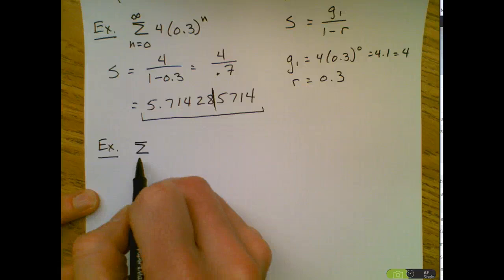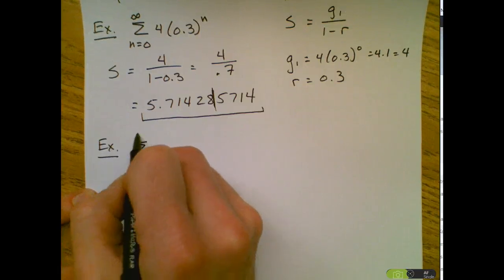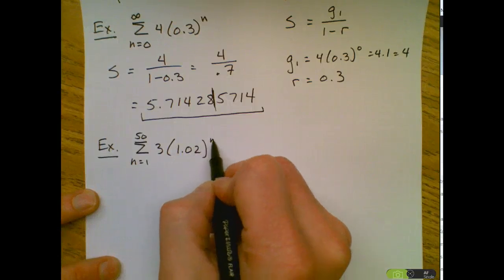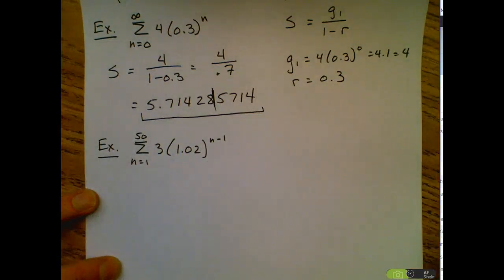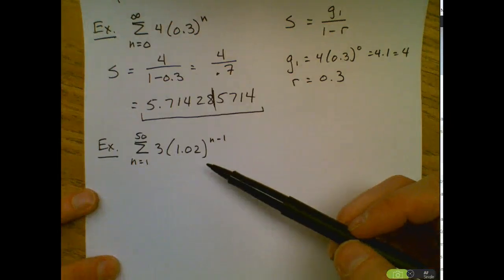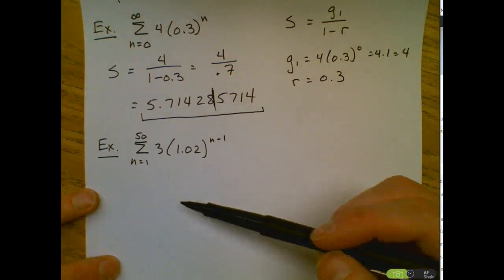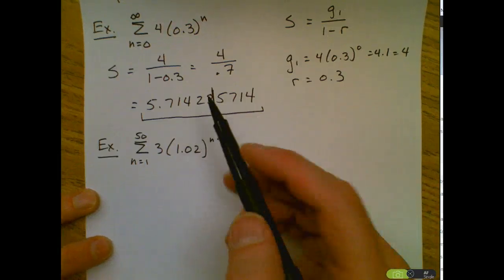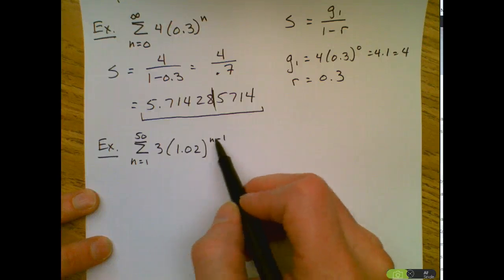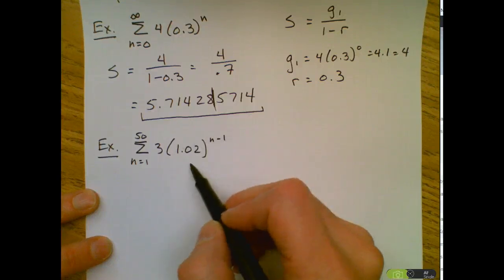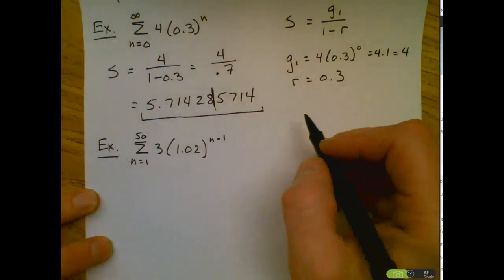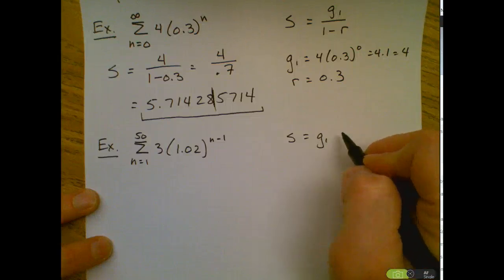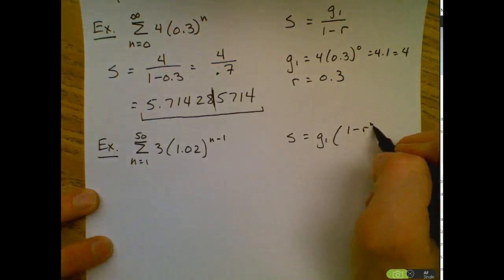So let's say we have the sum as n goes from 1 to 50 of 3 times 1.02 raised to the n minus 1. Right, so again, if you're not sure that this is geometric, plug in 1, plug in 2, plug in 3, divide a couple of terms to make sure that you get a common ratio. Alright, and you can see we have 1.02 raised to an exponent. This is going to be my common ratio, and that's the pattern that you can look for.